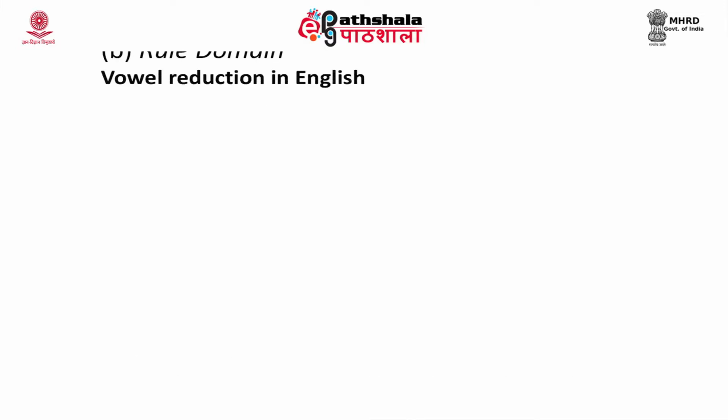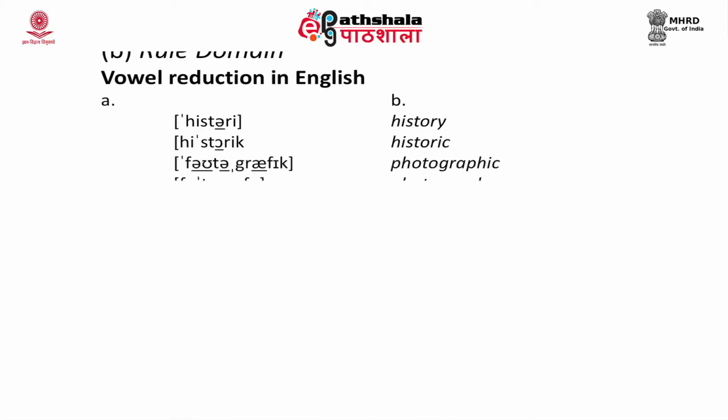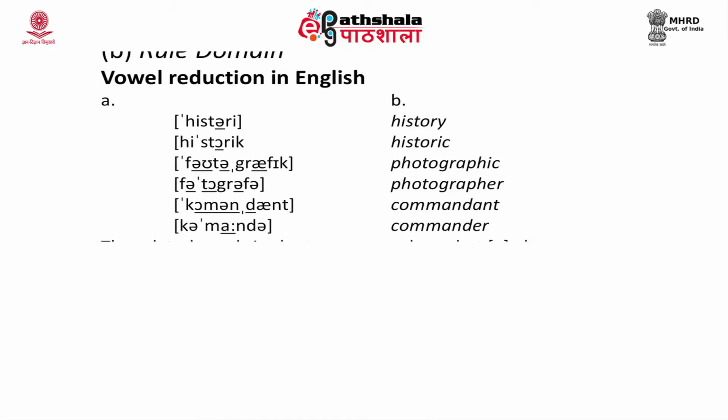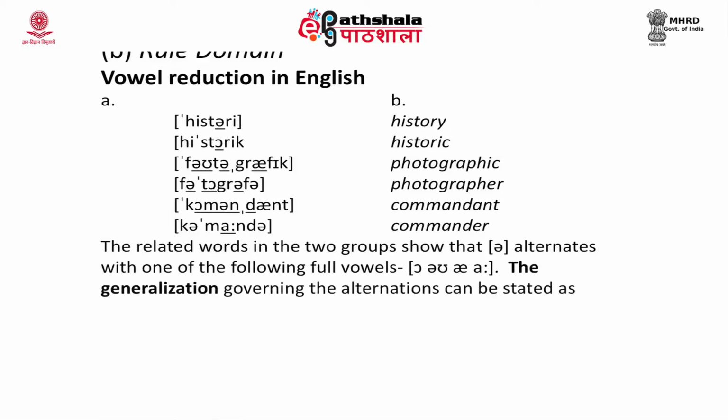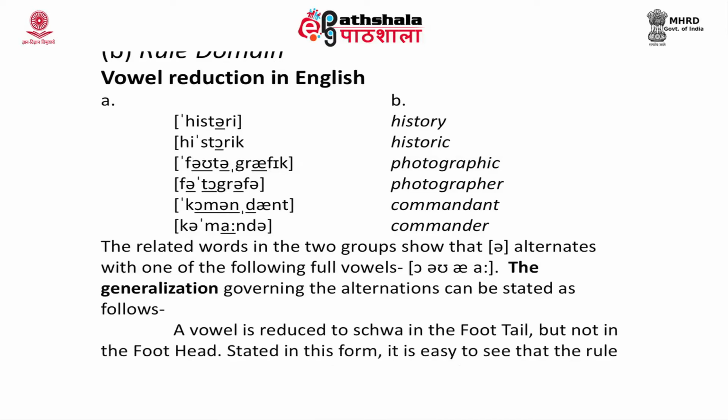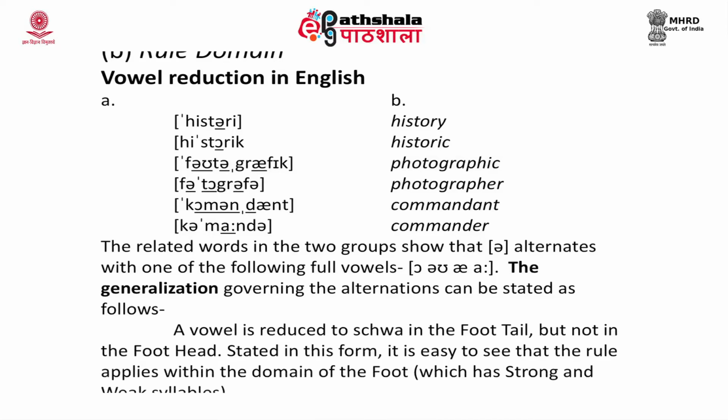Rule domain. Just as we have seen that the foot must be included in the statement of the reduplication rule in the data, we also have rules which must be seen to be applying within the domain of a foot. For example, vowel reduction in English and in many languages. In fact, we have examples from English. Look at the data on vowel reduction in English.